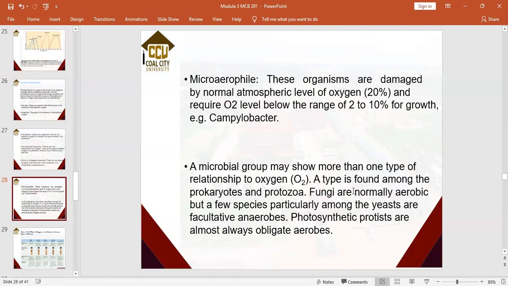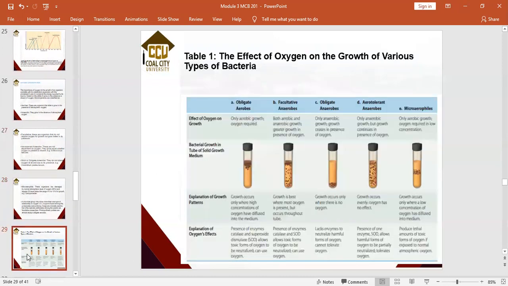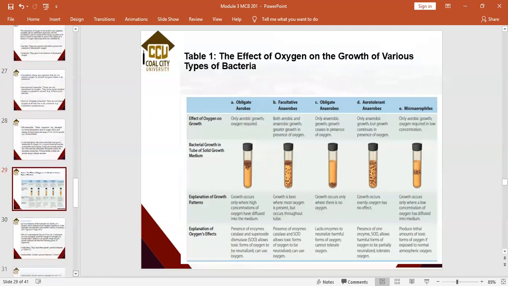This is found among the prokaryotes and the protozoa. Fungi are normally aerobic organisms, but a few species, particularly among the yeasts, are facultative anaerobes. Facultative means they can adapt to the absence or presence of oxygen. But when you talk about obligate, it means they cannot survive under that. So when you look at this diagram, you see the effects of oxygen on the growth of various types of organisms. When you study the diagram, you understand what I have explained already.